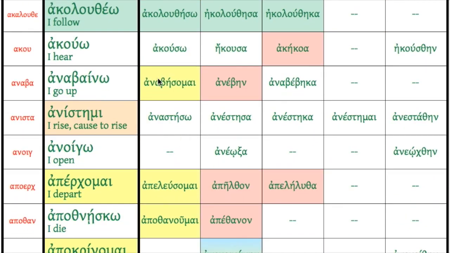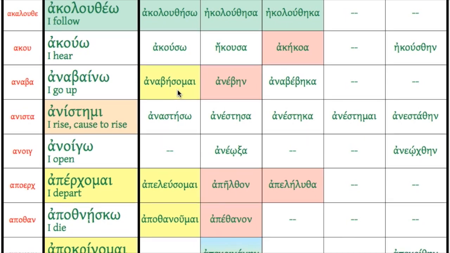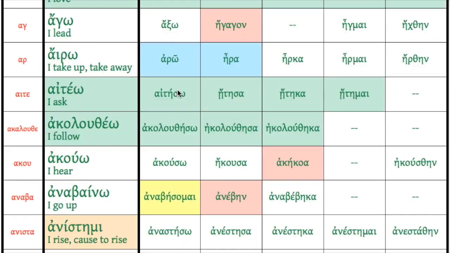Here we have a future deponent. Anabesomai means I will go up. Not I will be gone up or something. Doesn't, again, even make sense. Okay, so that's the futures.